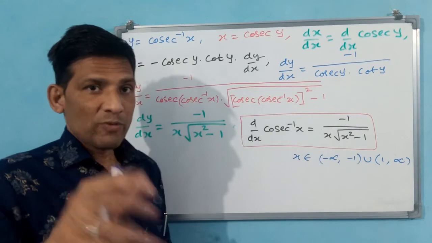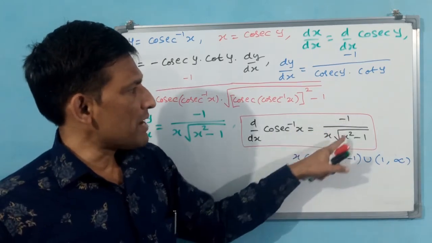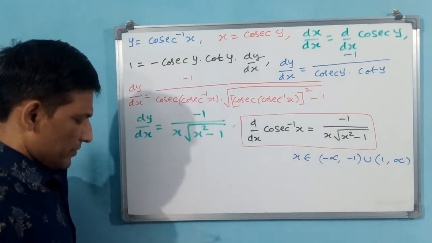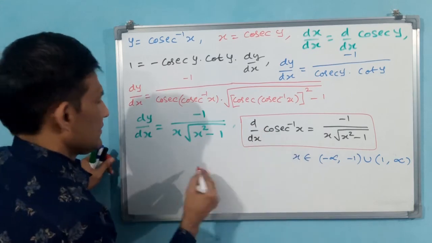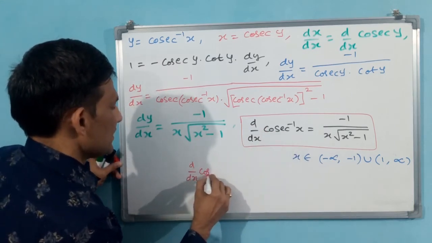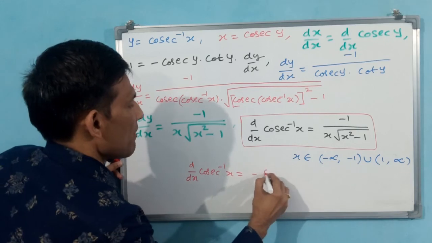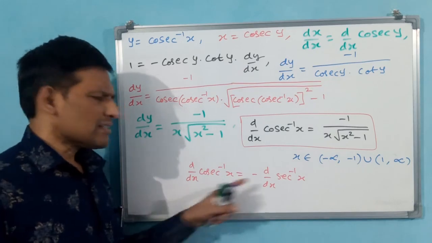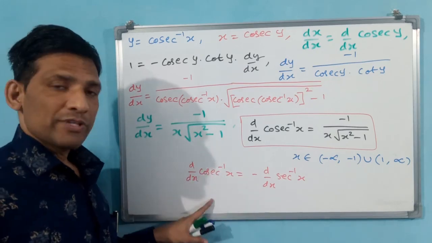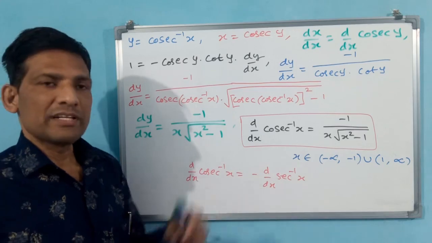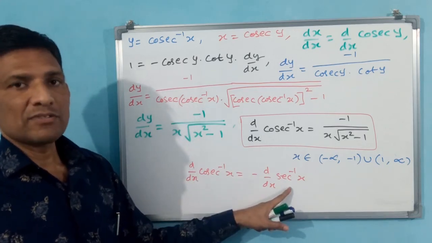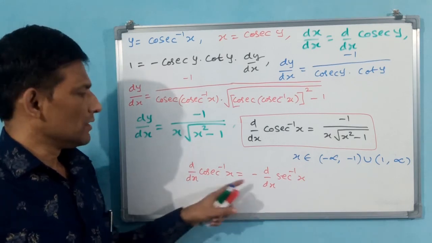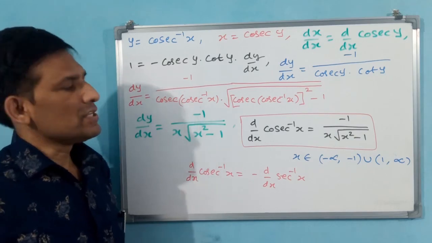But if you see here also, for secant inverse 1 by a has come, for cosecant inverse minus 1 by a has come. What you can write? You can write like this, you see. d by dx of cosecant inverse x is equal to minus of d by dx of secant inverse x. Is it okay? Both are negative of each other. d by dx of secant inverse x is equal to negative of d by dx of cosecant inverse x. Both derivatives, of inverse secant and inverse cosecant, are negative of each other.